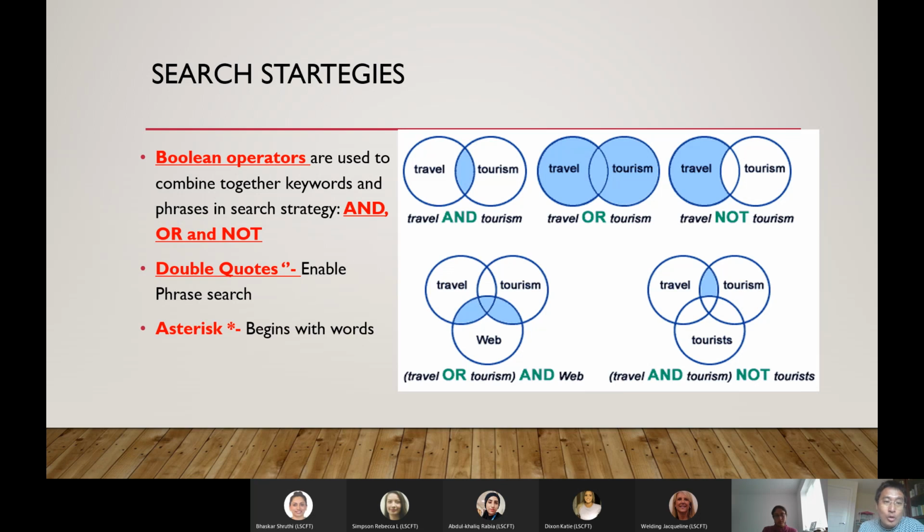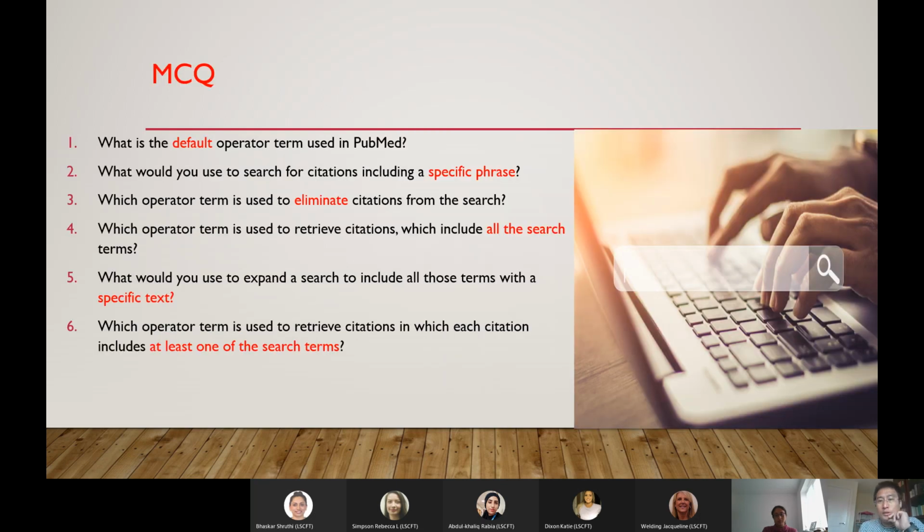Double quotes mean you want to find a very specific phrase. Asterisk is, for example, if you want to find everything that starts with a word, you put the word and an asterisk, which begins with that word. So are we clear with the Boolean operators? Now we are going to do a bit of exercise. Can someone answer this one? What is this? AND, it's the default operator. Specific phrase.